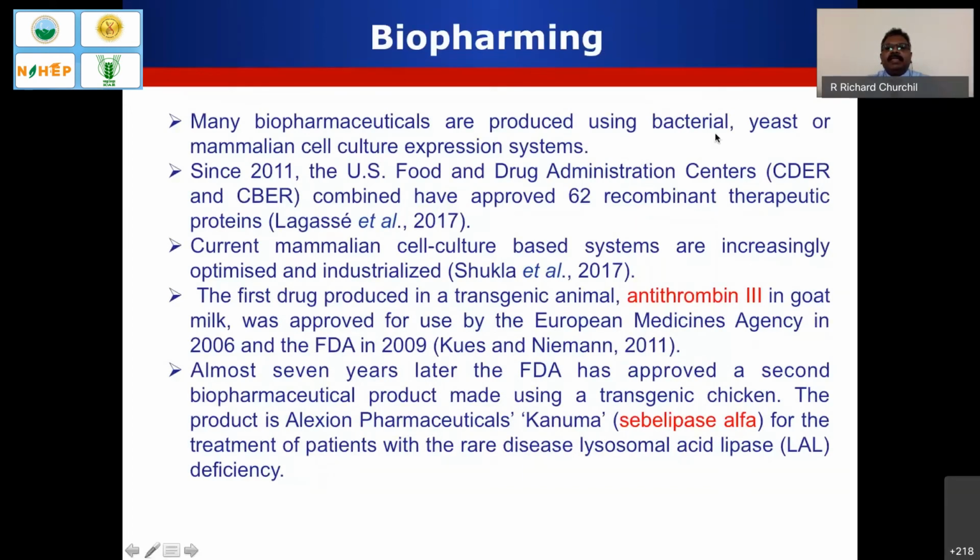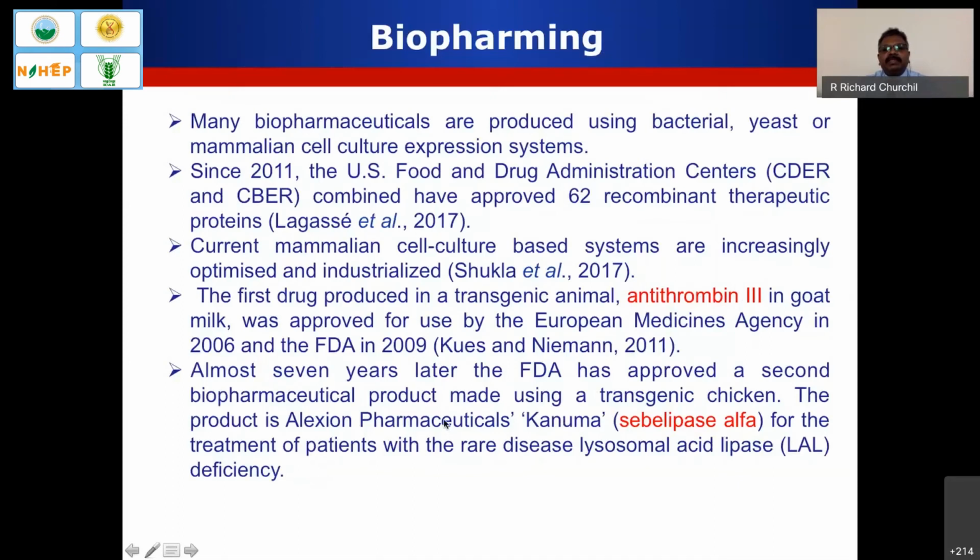Originally, yeast and bacteria were used for producing these monoclonal antibodies and other important therapeutic proteins. In 2009, antithrombin III, a transgenic product produced from the milk of a transgenic goat, was approved by the FDA for human purpose. So this medicine is available in the market, produced from a transgenic goat.